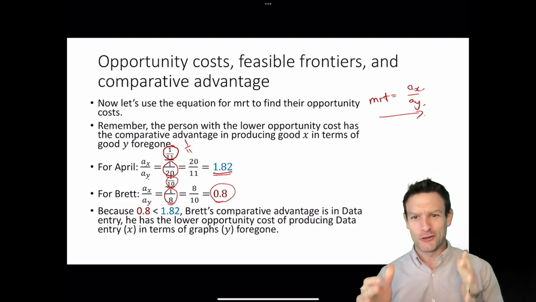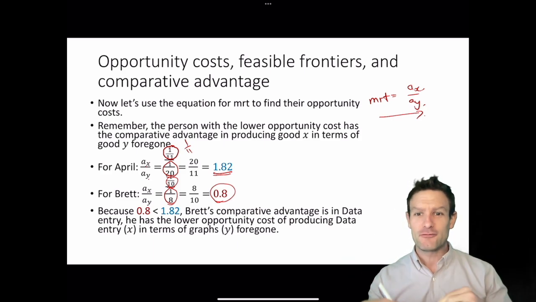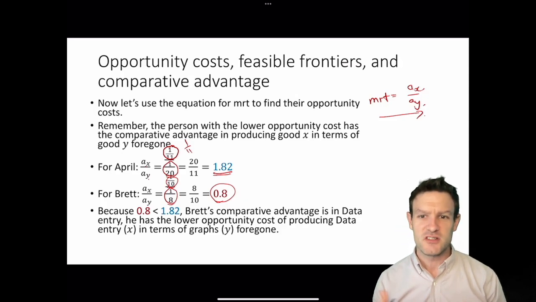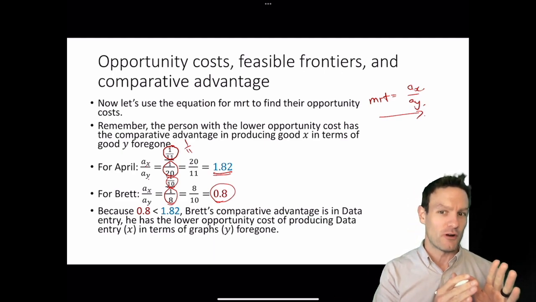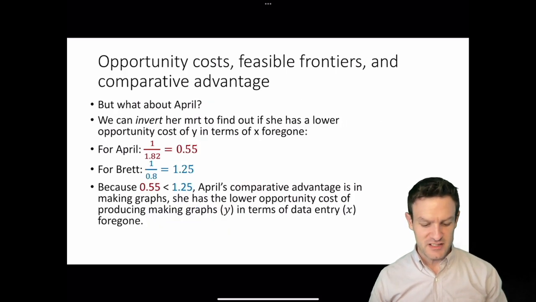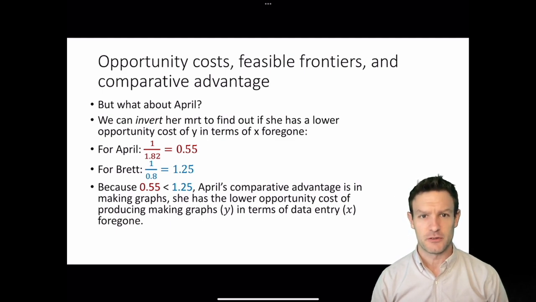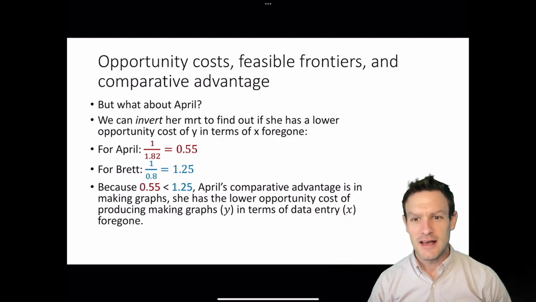Now, that's all well and good. We found the slope of these functions, and so therefore we can think about the marginal rate of transformation. But now we have to go in the opposite direction. And when we go in the opposite direction, we're trying to think of who has to give up less X in order to get an additional unit of Y. And to see that, we basically have to look at the inverse of the number that we just found. So for April, we're going to have to invert her marginal rate of transformation and basically just find 1 divided by 1.82.